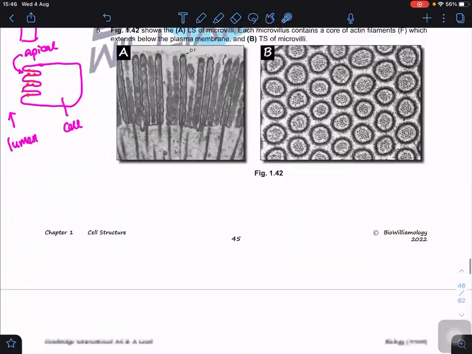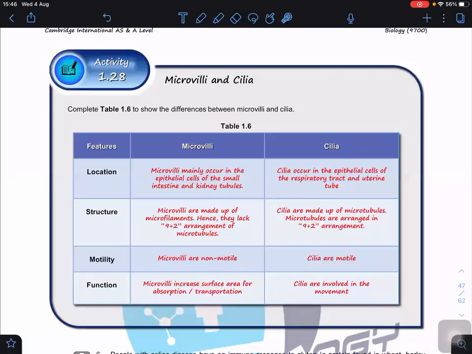So the comparison that we need to know here is microvilli versus the cilia. Microvilli location: microvilli mainly occur at the epithelial cells of the small intestine and the kidney tubule. So they are involved more in reabsorption. Microvilli increase the surface area for absorption or transportation. How about in terms of structure? Microvilli are made up of microfilaments. I highlight microfilaments. Therefore, they lack the 9+2 arrangement of microtubules.